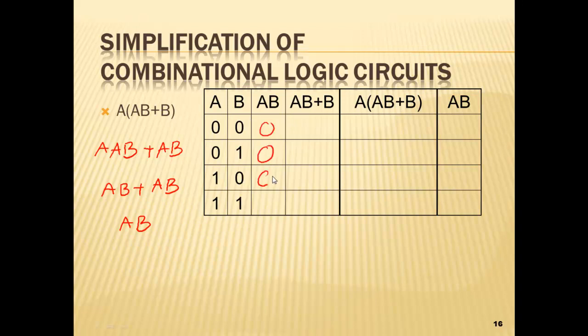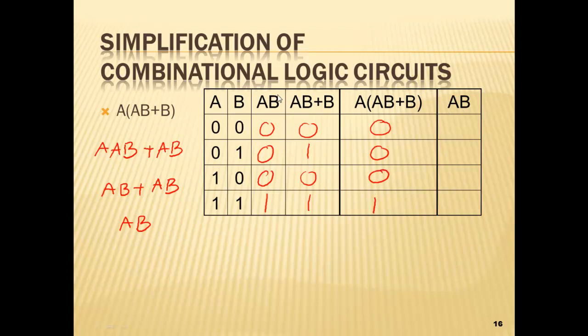So we're left with 0, 0, 0, 1. Remember, two highs gives the high out. Take AB or B. So AB or B, it's these two right here. We're ORing them. We got 0, 1, 0, 1. And then we're taking this AB or B and ANDing it with A. So take this and AND it with A. And two highs gives a high.